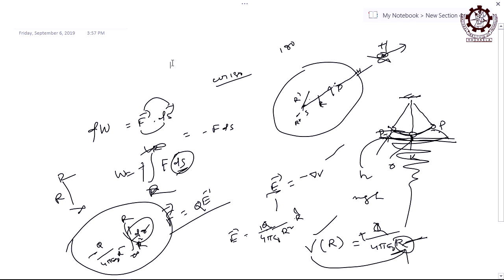So the potential goes on reducing with R, while the intensity goes as inversely proportional to R square. Potential is a scalar and intensity is a vector, but they are correlated by the gradient operation at any point in the field. You can find the intensity by taking the negative gradient of the potential at that point. In this way, now you know the meaning of potential and how to estimate its value.